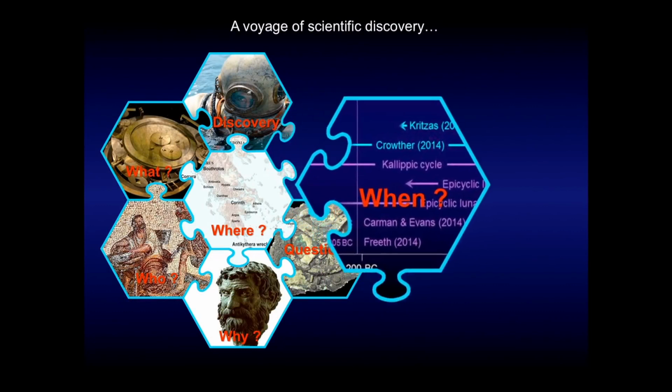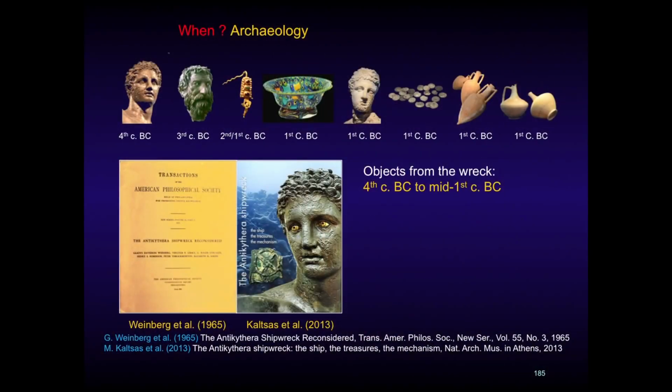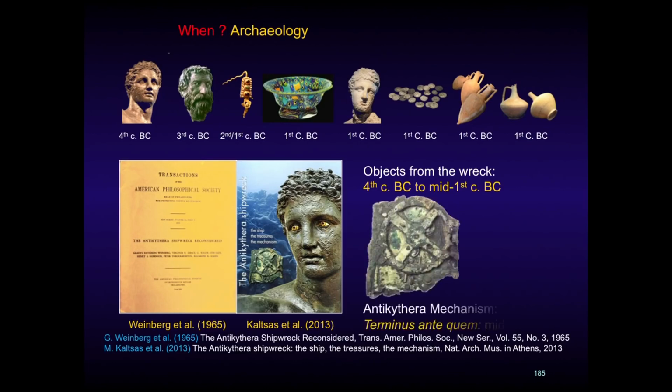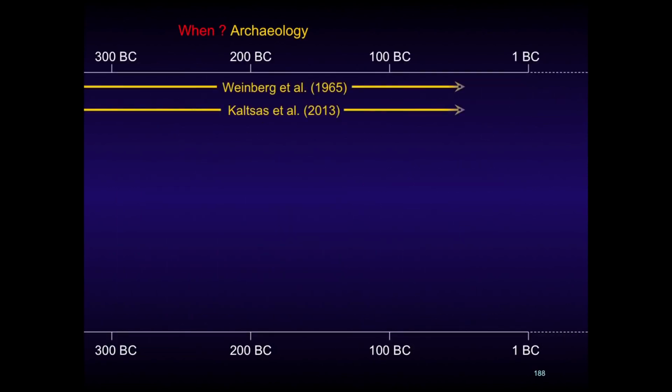So let me look at when. A crucial question for determining the mechanism's identity. Again, the archaeology is the starting point. Both studies agree objects from the wreck date from the 4th century BC to the middle of the 1st century BC. There's a general consensus that the wreck was probably in about 65 BC, and this gives us a terminus antequem for the mechanism in the mid-1st century BC. And I'm going to add this information to a timeline this time. These two studies say terminus antequem mid-1st century BC.